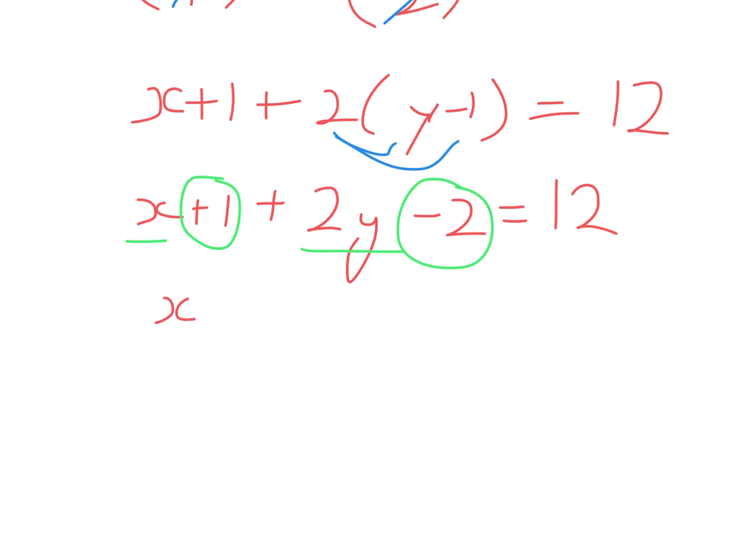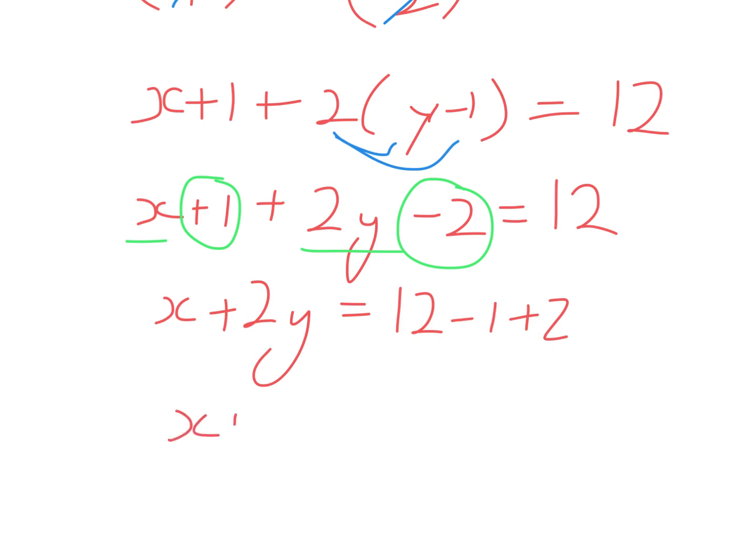So x and 2y stay on the left side of the equals. 12 stays on the right side of the equals. And what's going to move over is our positive 1 and our negative 2. When each of those moves to the other side of the equals, it should change its sign. So we end up with a negative 1 and a positive 2 on the far side.